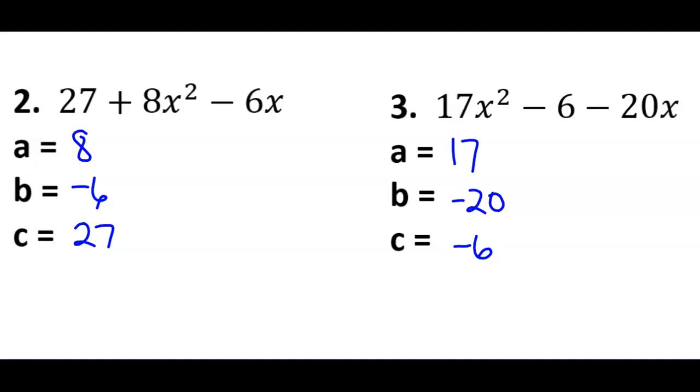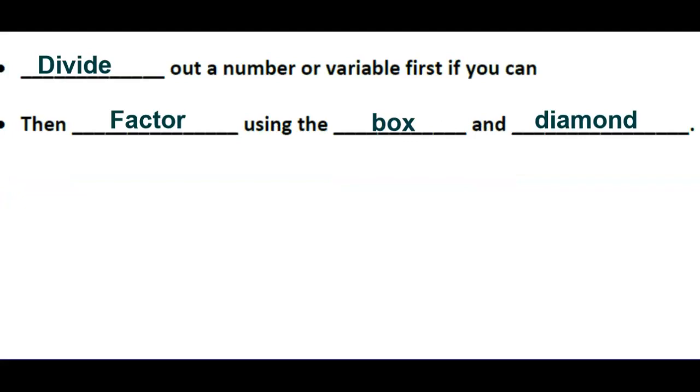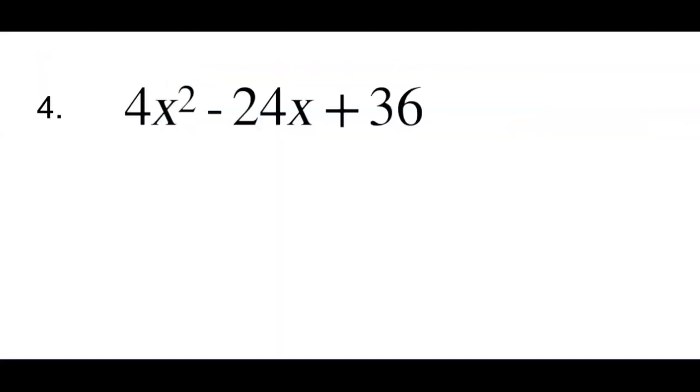All right, so while we're doing this, we are going to factor out a number or a variable first, if we can, and then we're going to factor using box and diamond. That's our very first step. Put them in the correct order. Do our box and diamond. And then we will solve after that. So we're going to apply the zero product property after that.